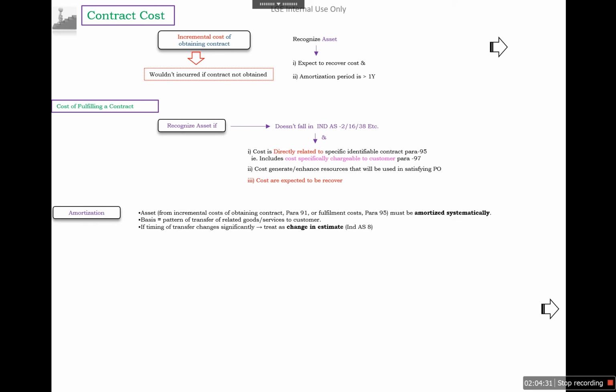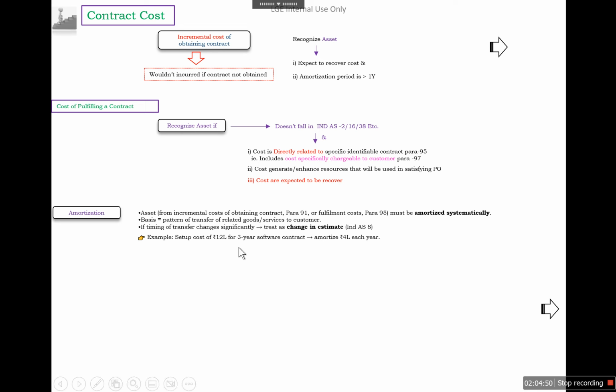And we need to amortize it systematically over the period of the contract, and the basis will be the pattern of transfer of related goods or services to the customer. And if there is a change in estimate, we need to book it as per Ind AS 8.